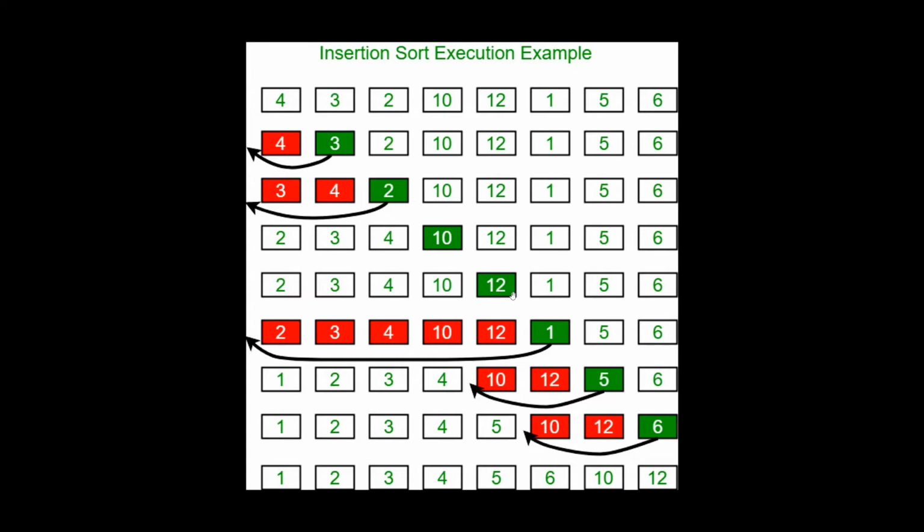So none of the values is larger than 12, nor 10. Then we move on to 1, and we can see that all of the values are larger than 1. So we put it at the beginning. We move on to 5, and we can see we go back. So 12 and 10 are larger than 5, but 4 is smaller than 5. So we insert 5 between 4 and 10. And we do the same for 6. We can see that 12 and 10 are larger than 6 and 5 is smaller than 6. Then we insert it here.